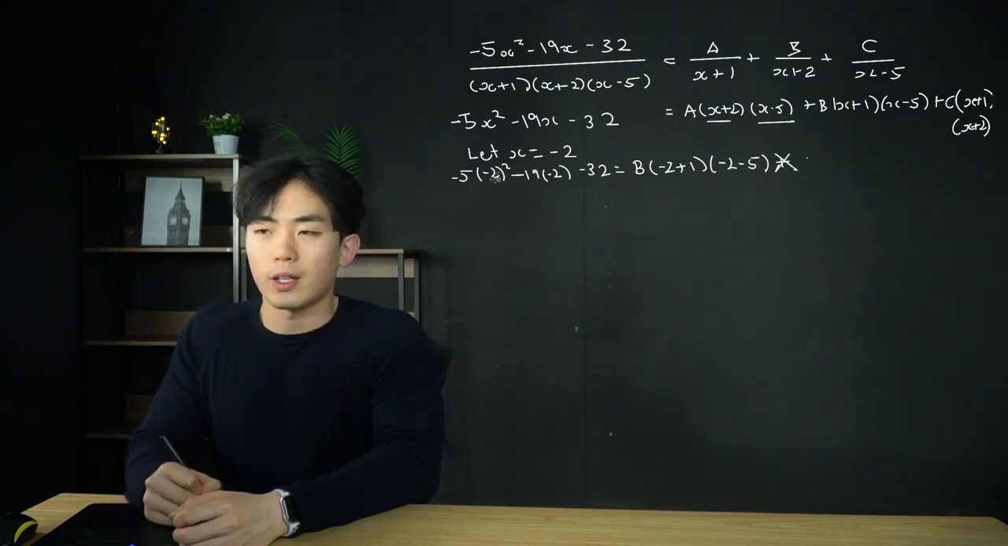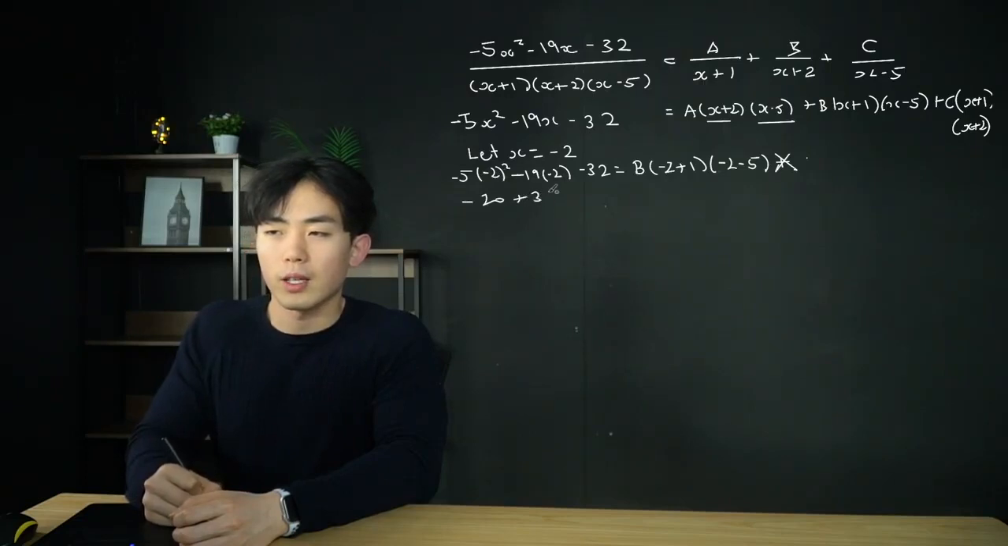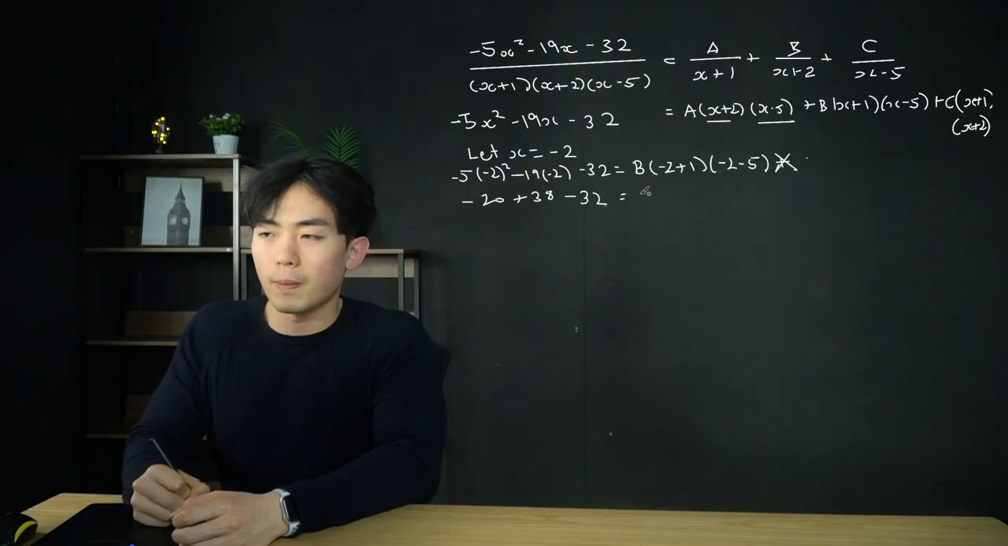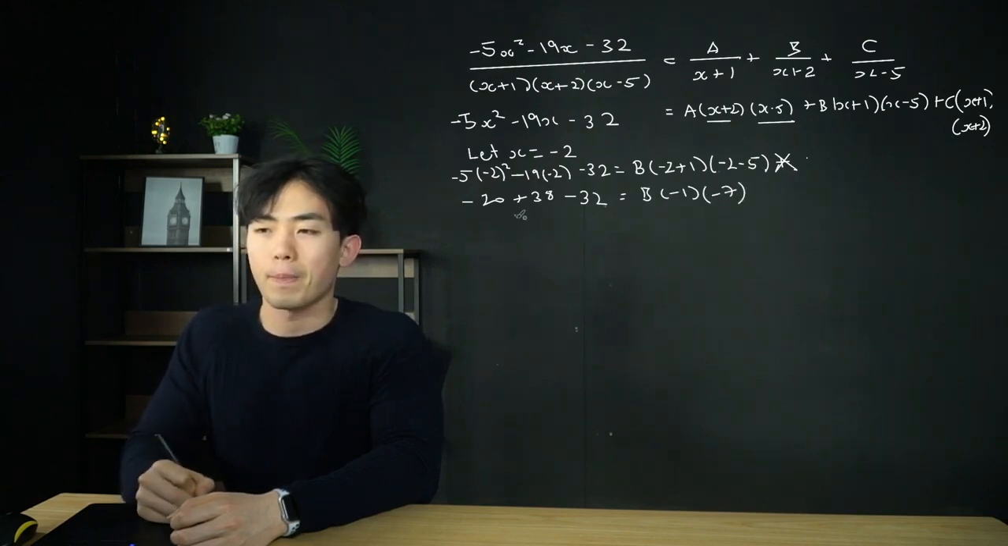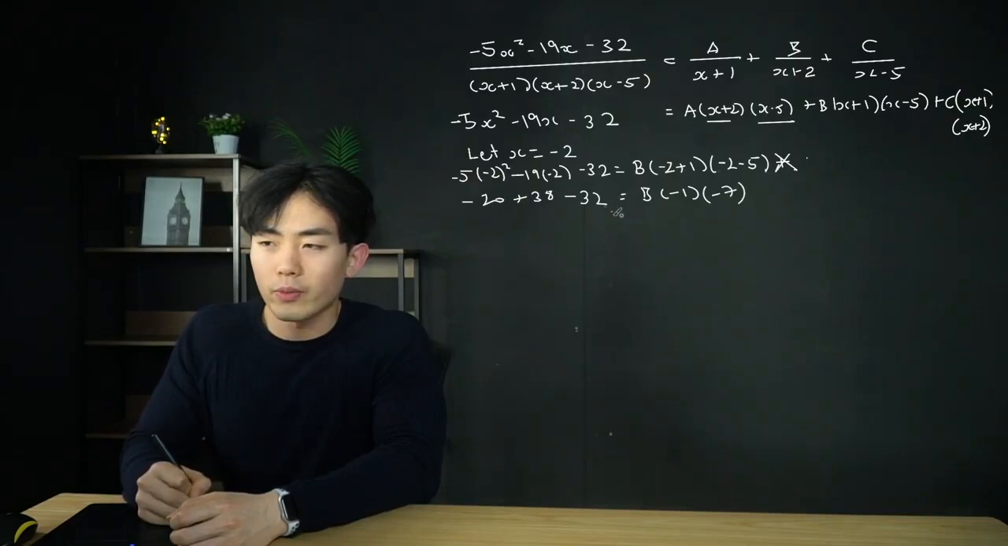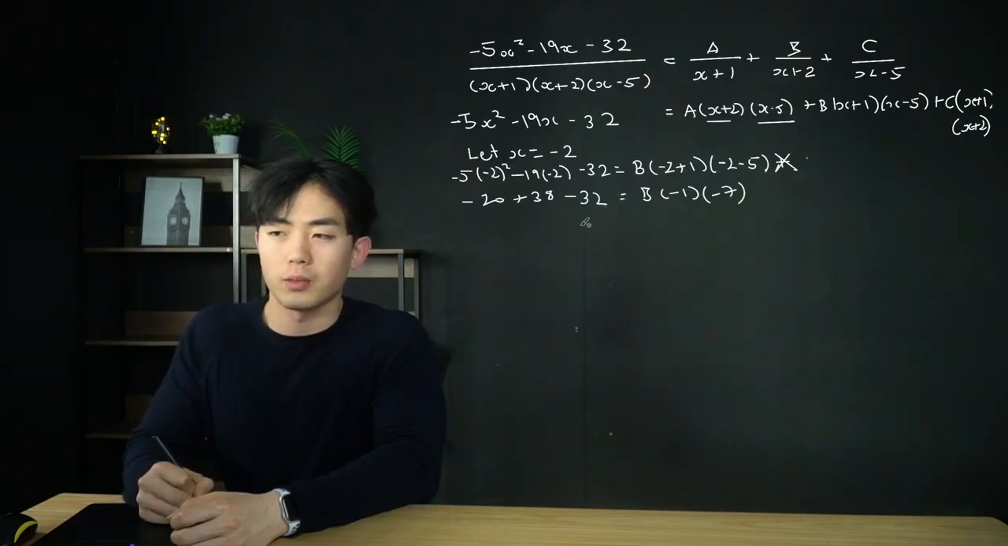So quickly working these out was 4 minus 20 plus 38 minus 32. Okay, that is equal to b times minus 1 times minus 2 minus 7. Okay. So what do we have here? So we have 6 minus 14 is equal to 7b, and therefore b is negative 2.